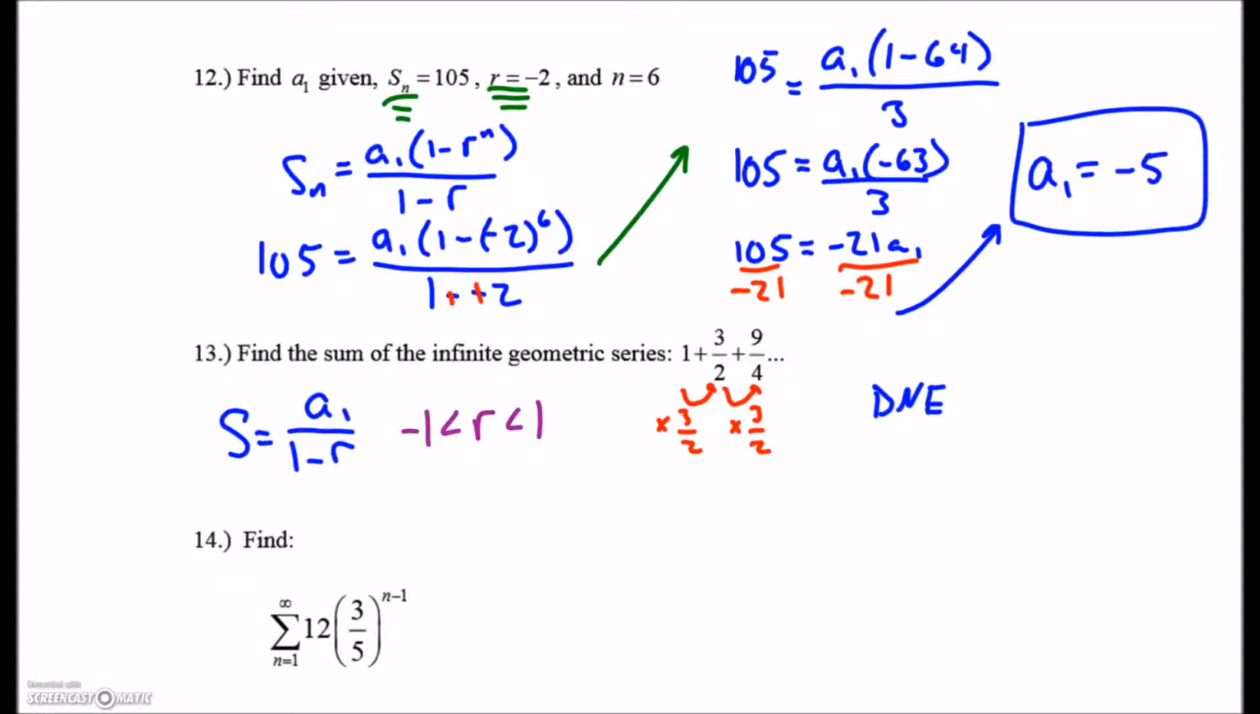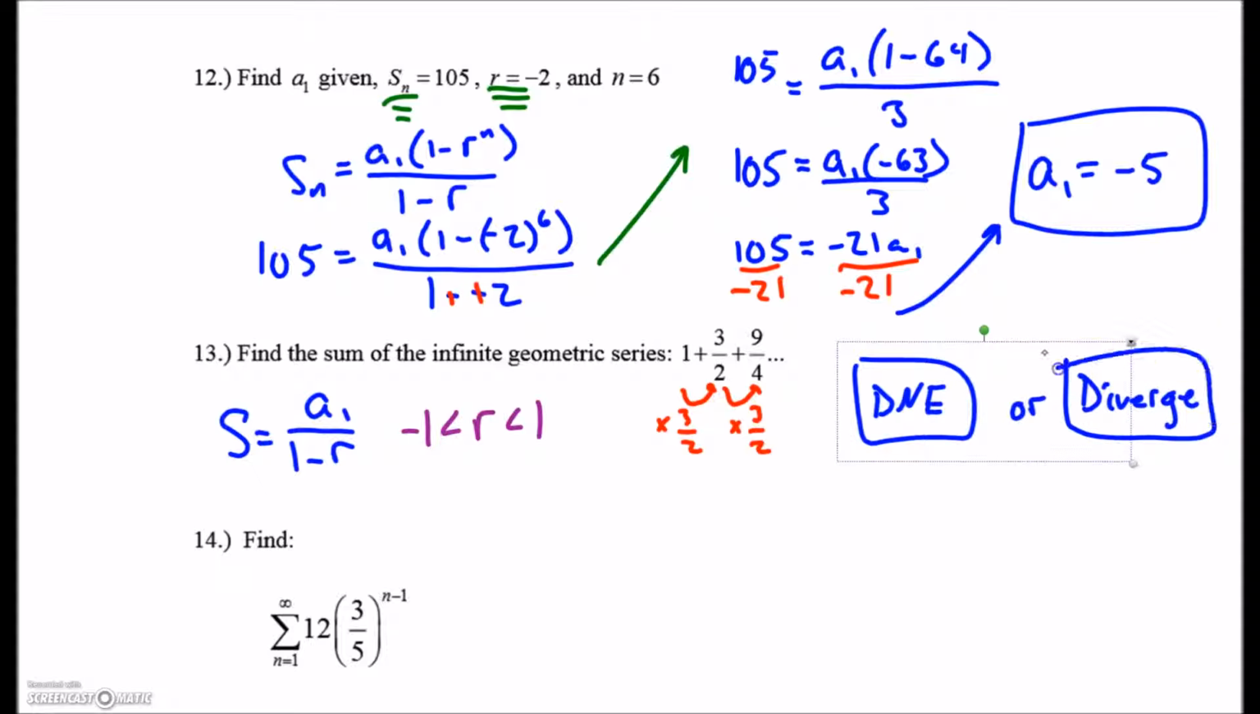Or you can just say it diverges. Okay, that's another way of saying that this thing is not going to be a specific value. It's going to diverge. So it's going to go to infinity in some way, shape, or form.